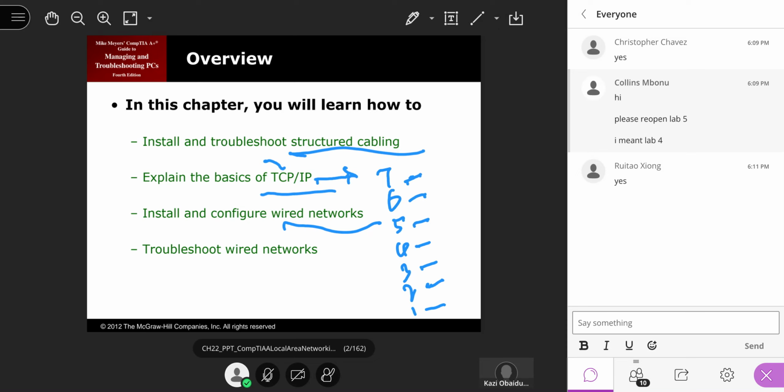In these 7 layers, we can see TCP in the 4th layer, TCP. And then another one we found here, IP. We can see IP in the 3rd layer, IP, Internet Protocol. So these are the protocols.